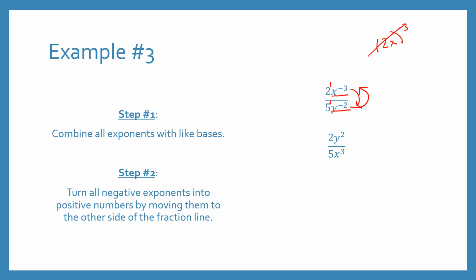And then your answer is very simple. You just moved that y to the negative second to the top, now it's positive, and that x to the negative third to the bottom, so now it's positive. So remember, negative exponents are all about being the inverse operation. And to make it positive, you have to do the inverse operation, just like we do in equations.